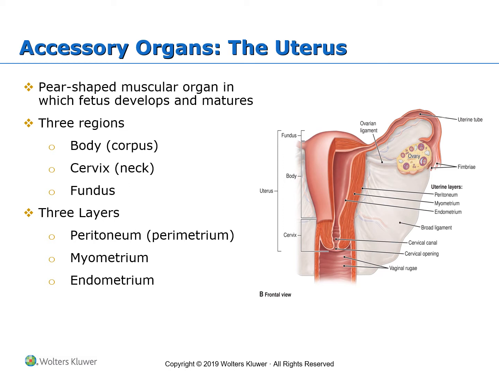You can see that it is a big, muscular, pear-shaped organ. In size, it's about 7.5 by 5 by 2.5 centimeters. This organ is meant to hold the embryo and the fetus and ensure their development up to the point where the fetus is mature enough to be delivered. The uterus will be a little bit larger in those women that have already had children and will become smaller and smaller in postmenopausal women.